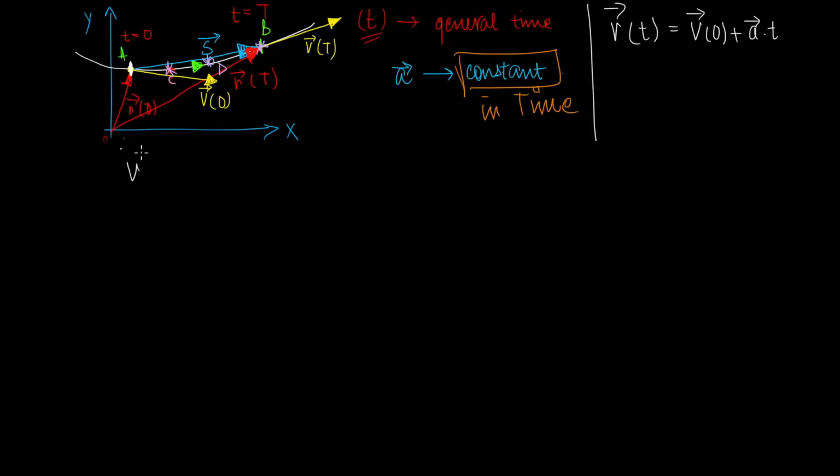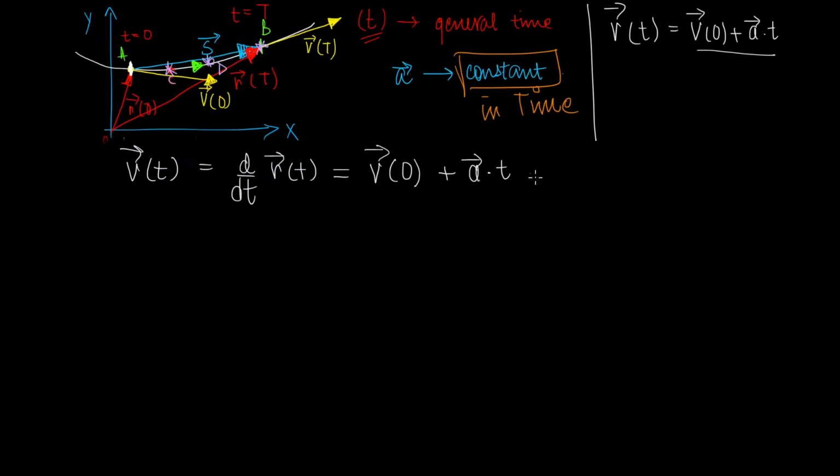Now, what do we know about velocity at time t? Well, velocity at time t happens to be the derivative of the position vector at that time t. Now, using this equation, we can use this statement here. So this gives us that the derivative of the position vector is nothing but the velocity at time t equal to 0 plus the product of acceleration times time. That is the new equation that we would choose to work with.